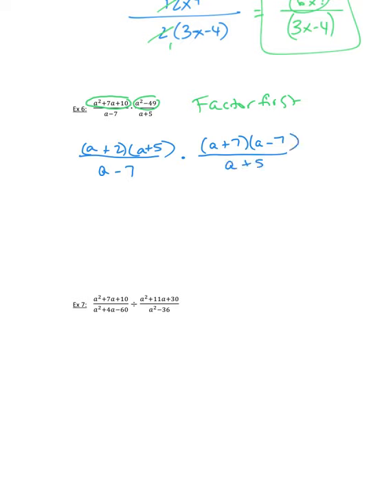And then I just cross cancel common factors. So a minus 7 and a minus 7 divide out to equal 1. A plus 5 over a plus 5 divides out to equal 1. My final answer in factored form is just a plus 2 times a plus 7. My denominator is 1. I don't have to write that down. Okay, and one more like that.